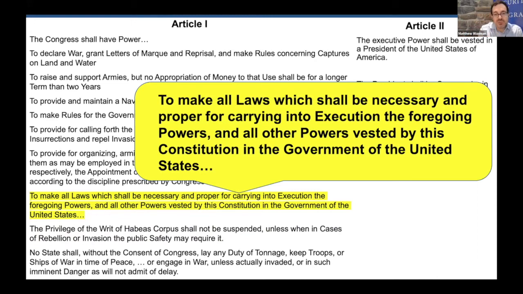So that's most of what I want to talk about in Article 1. Let's talk about Article 2 now.